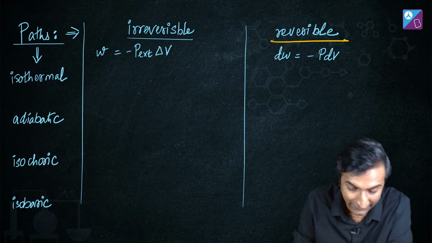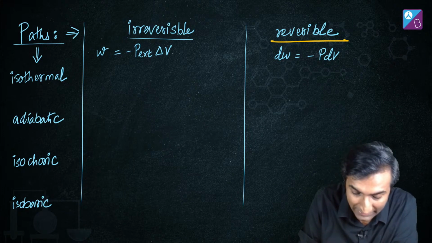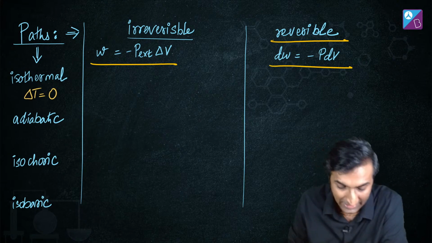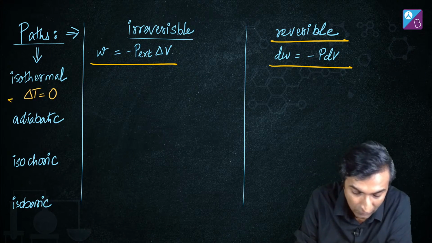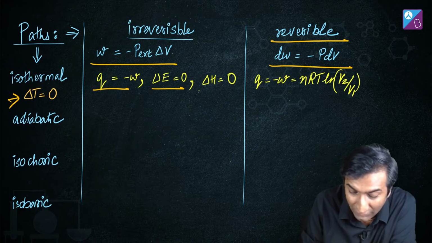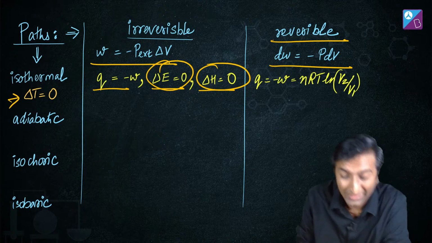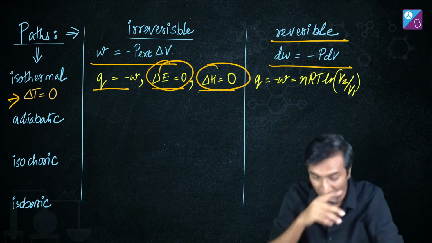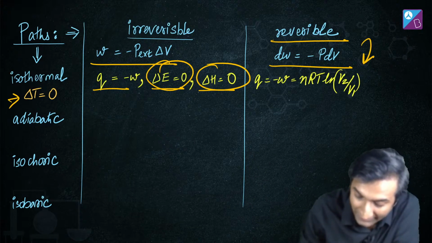Yeah, but quickly first, irreversible work done is given by this. Reversible dW is equal to minus PdV. Integrate to get work done. Okay? In isothermal, delta T is equal to 0. So if delta T is equal to 0, then Q is minus W, delta E is 0 and delta H is 0. This is very, very important. And using this, you can solve any JEE Advanced question also. I'll show you as proof very soon. And you integrate this, you get this to be the result.